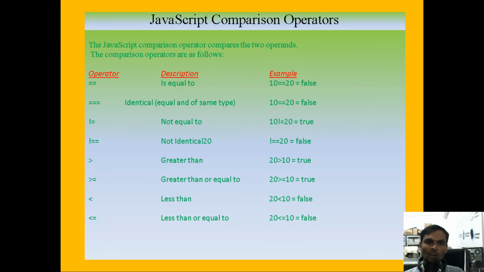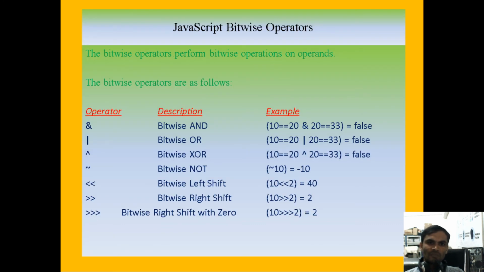Coming to the comparison operators, they compare the two operands. Under the comparison operators, we have is equal to, not equal to, not identical, greater than or equal to, and less than or equal to. When we are comparing two variables and want to give a condition or restriction, at that time we should use the comparison operators.